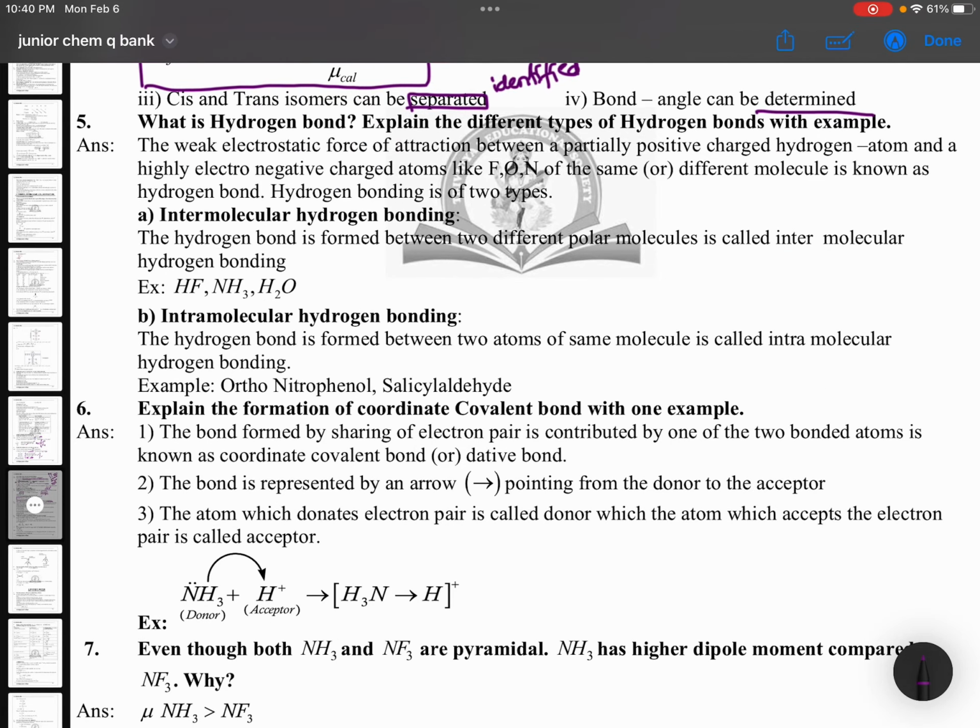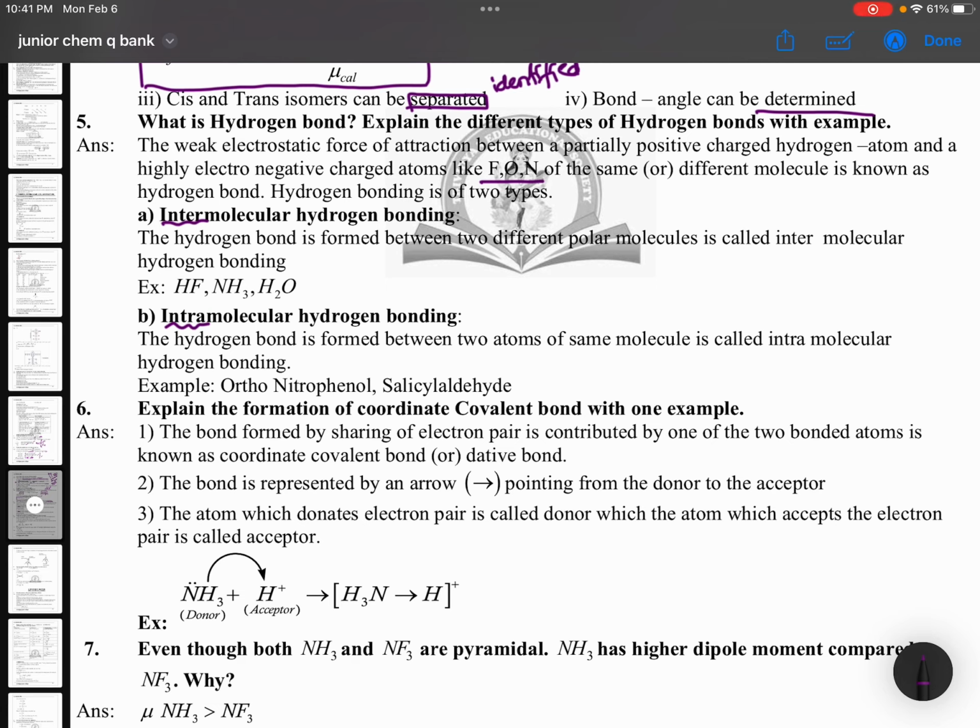What is hydrogen bond? Explain the different types of hydrogen bonds with examples. First you give the statement, then you give the types, then you give the examples. That's all. The weak electrostatic force of attraction between a partially positive charged hydrogen atom and a highly electronegative atom like fluorine, oxygen, nitrogen of the same or different molecule is known as hydrogen bond. Hydrogen bonding is of two types: intermolecular, intramolecular.